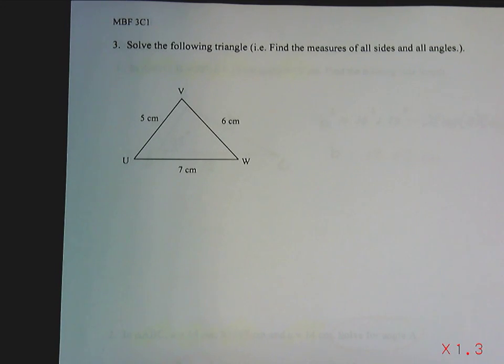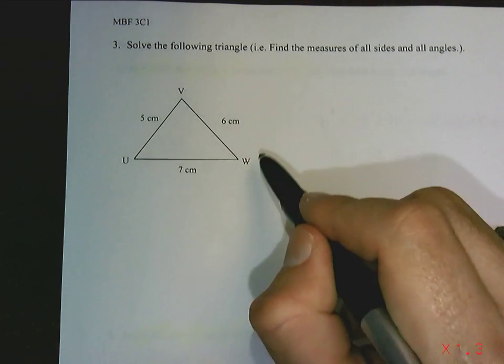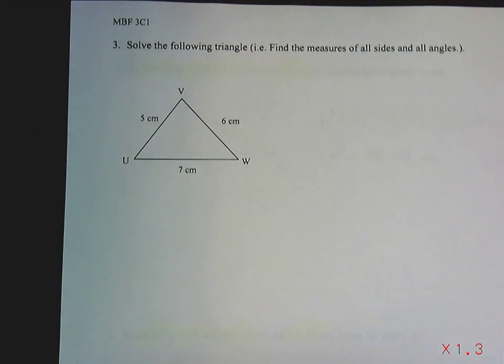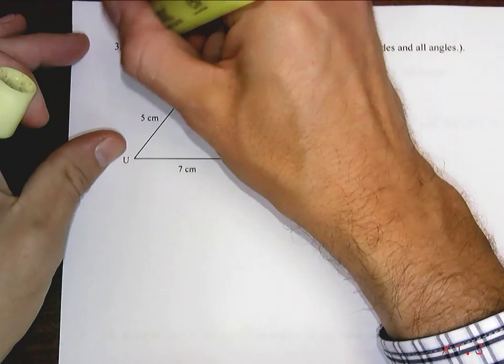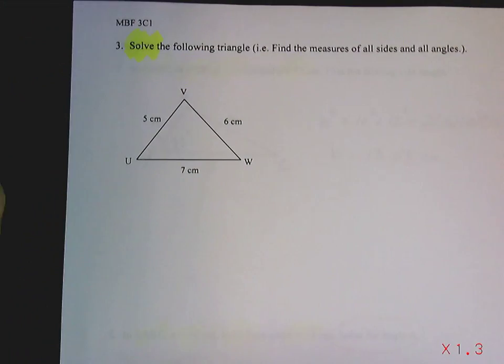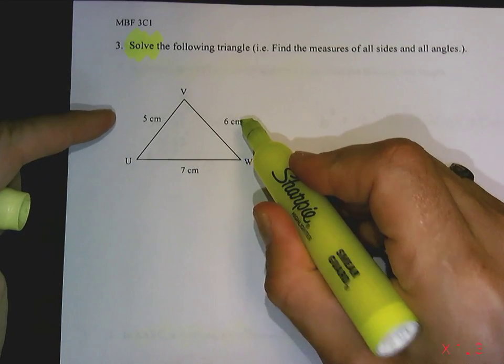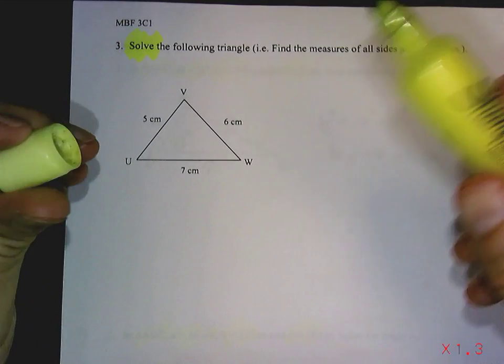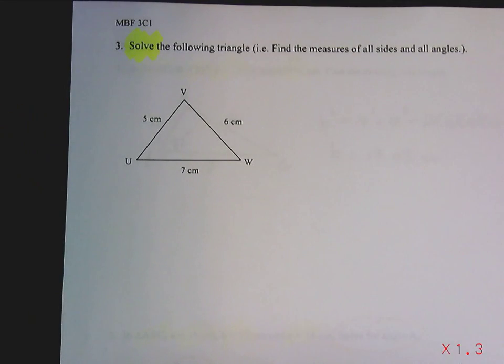So let's see what's going on here. They're giving me a triangle. They gave me three sides and no interior angles. They want me to solve the triangle. Now that's a big job. Solving the triangle means find all three exterior side lengths, which we already know, but it also means find all three interior angles, which we know none of them.